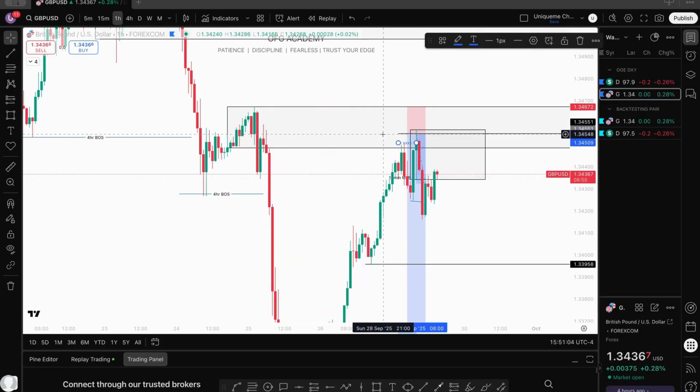I'm only focusing on GBPUSD for like a month or two to see if there'll be any improvement on my side based on my psychology.